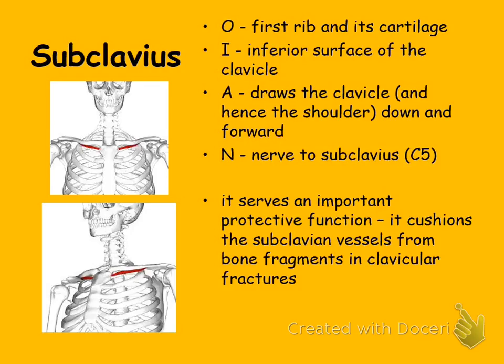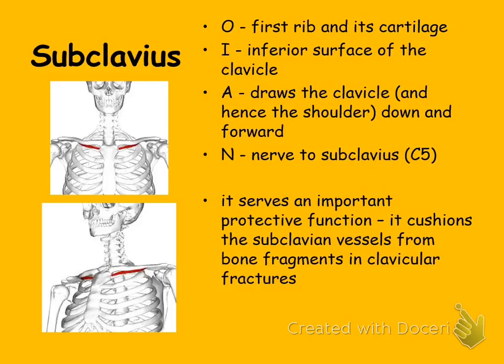The subclavius draws the clavicle down and forward. Now, it can't bring it down too far. It's pretty little, but what it does is more of a stabilizing muscle. It helps to hold your shoulders in place so they don't go flying backwards. It helps hold your clavicle in place so it doesn't go up.